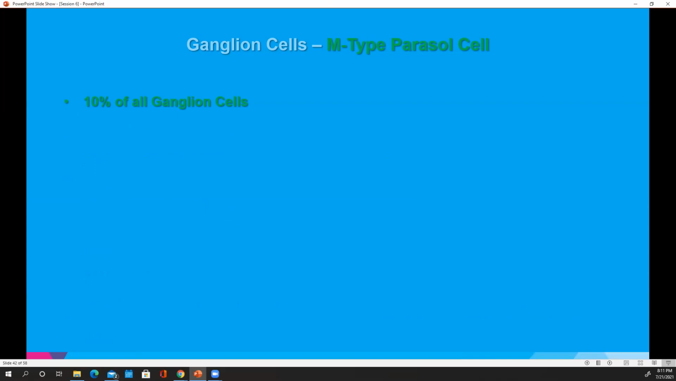Someone may dispute that later, but I believe this is second. These are called parasol ganglion cells. They have large umbrella-like dendritic trees. That's why they're called parasol ganglion cells. But they project to the magnocellular cells in the LGN.